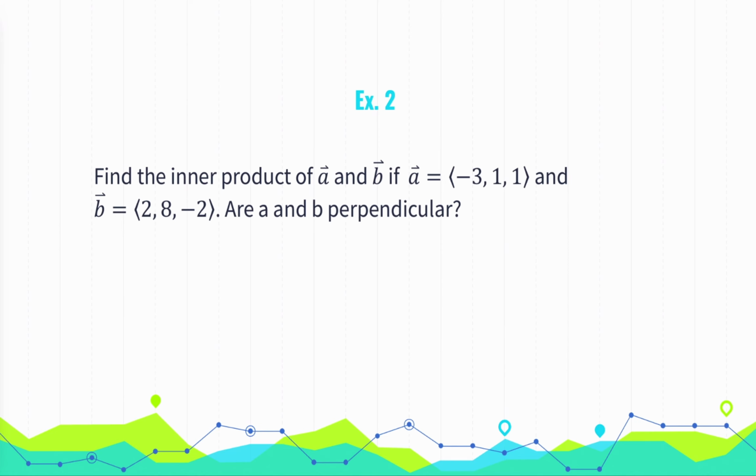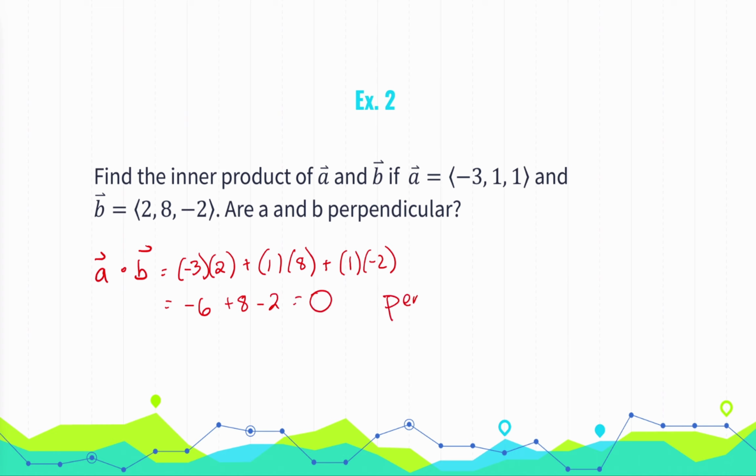Right? So, dot product for A and B, if A is -3, 1, 1, and B is 2, 8, -2, then A dot B, you're going to multiply the x's, so -3 times 2, you're going to multiply the y's, 1 times 8, and you're going to multiply the z's, 1 times -2, and you add them all up. So -6 plus 8 minus 2 does in fact equal 0, which means that these two vectors are perpendicular. Ta-da!